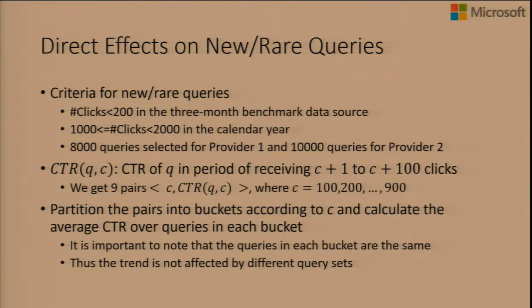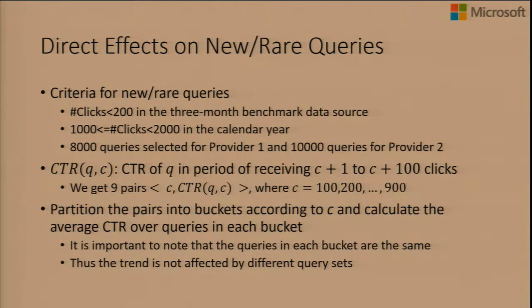With these two selection criteria, we select 8,000 queries for the first provider and 10,000 queries for the second provider. Because we have no requirement that the query should appear in both providers, there's no relationship between the queries in the first provider and the second provider. Also, our log is only a partial observation of both search engines, so these 8,000 or 10,000 queries are just a subset.